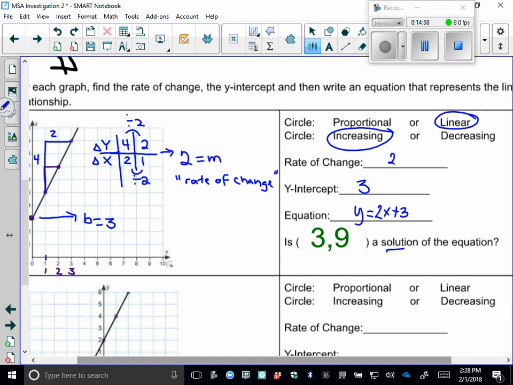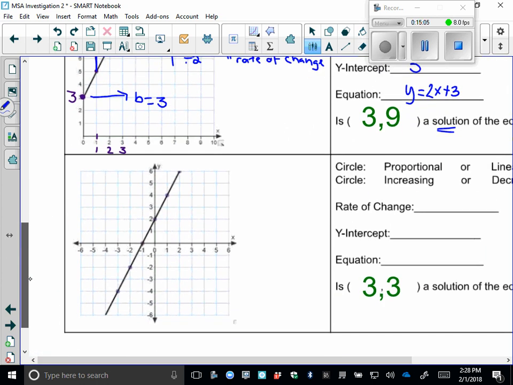So let's hold on to solution for a minute. We're going to skip that for a minute. We're going to practice one more graph. So I'm going to pause, and you guys are going to try the next graph. Okay?